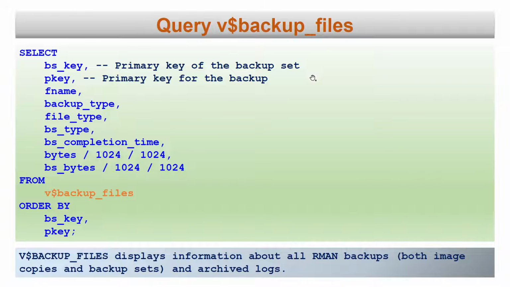The V$BACKUP_FILES view is very interesting, and it actually displays information about all RMAN backups, both image copies and backup sets, and also the Archivelog. There is a BS_KEY, the backup set key, which is the primary key of the backup set, the file name, the actual file name, the backup type, file type, the backup set completion time, the bytes, and backup set bytes. So we can use backup files to get the information about all the backup files, like where our backup files are, what those backup files are, the location, and how big those are.